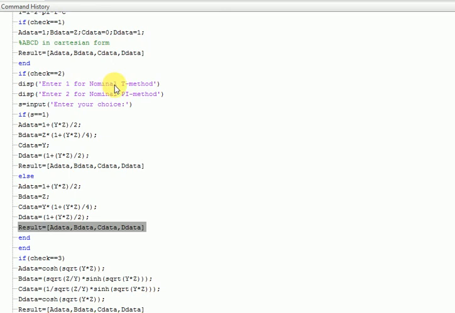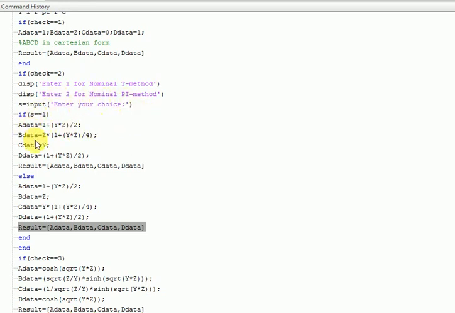We have two types. One is the nominal T method, and the second one is the nominal pi method. So it will display: enter 1 for the nominal T, and 2 for the nominal pi. As per the input that we are going to feed, if we feed 1, then it will solve for the nominal T, and if we enter the number 2, then it will solve for the nominal pi method.